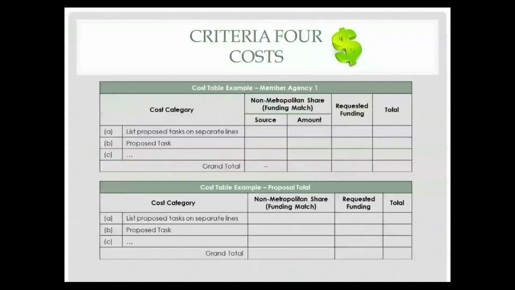And the last criteria we'll be using to evaluate the proposals is cost. So this slide here shows a template that we've provided in the RFP, and the top table is going to be one per member agency. So if there are partnering agencies, each member agency should submit one of the top tables, and the bottom table is going to be the summary of the entire proposal.